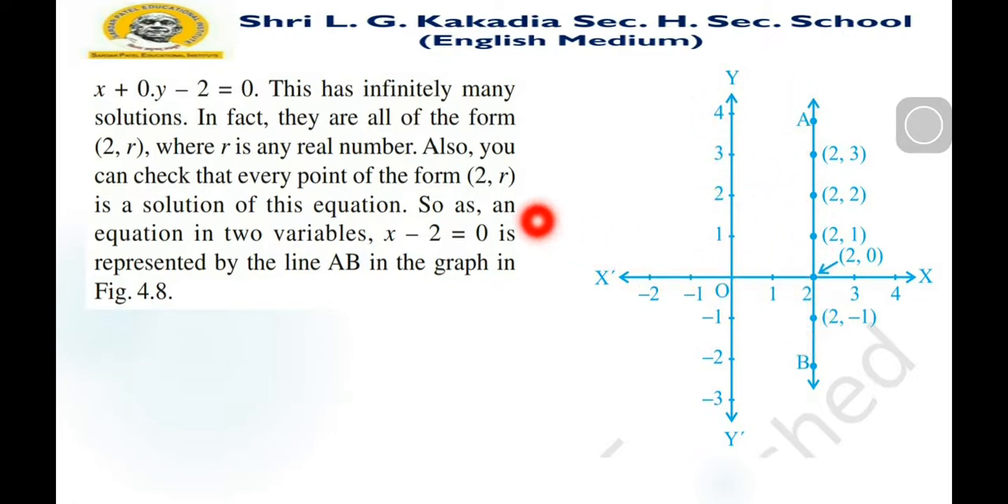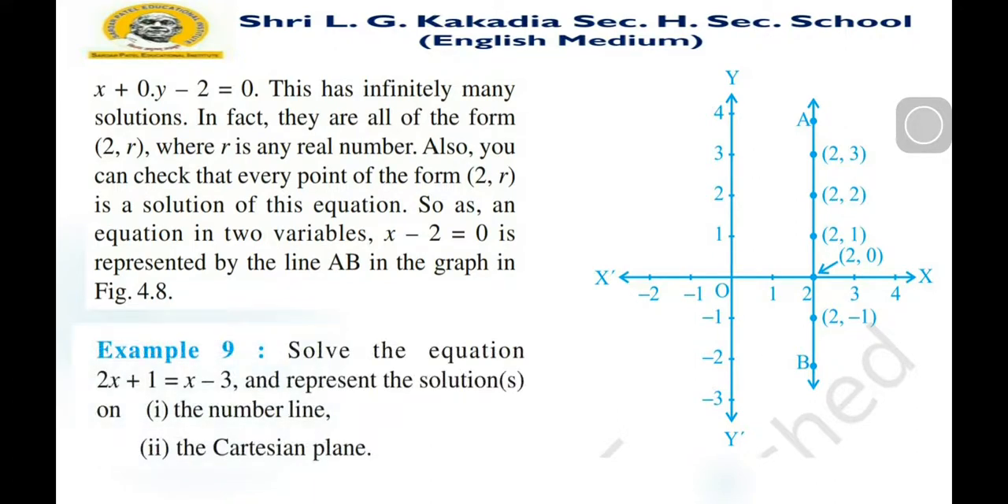This type of pair (2, r), for any value of r, gives an equation known as a line parallel to the y axis. Now let us solve some examples as given here.